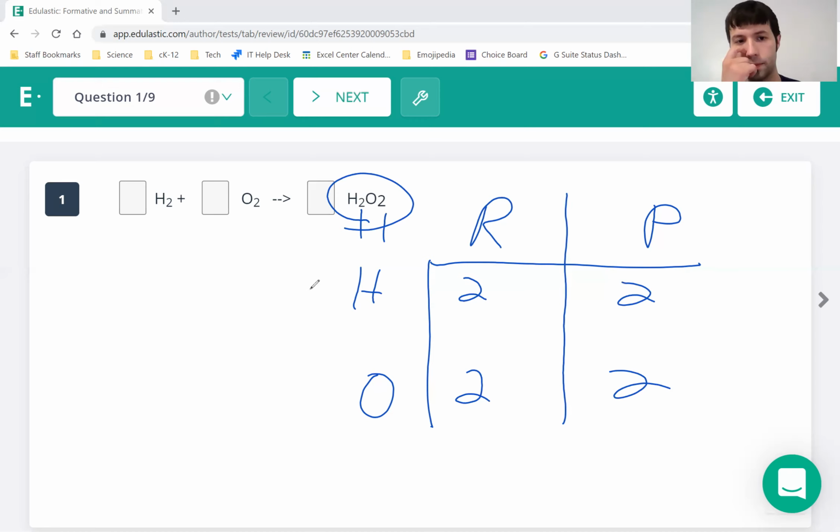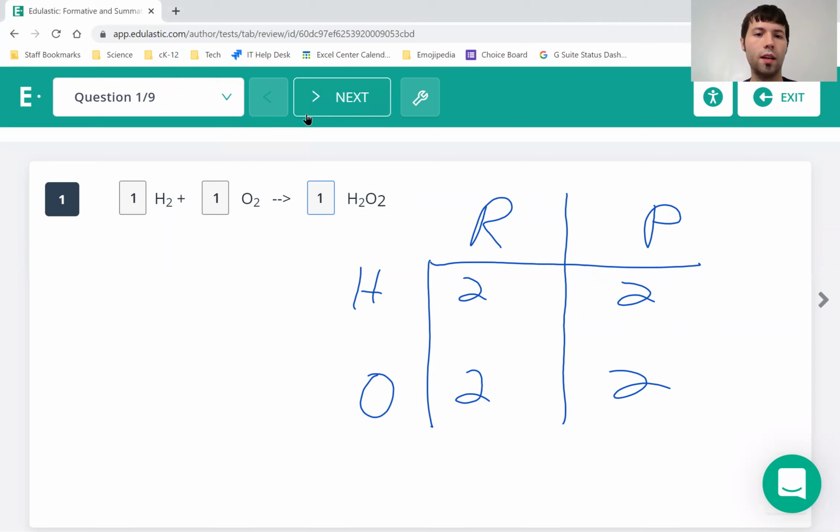Everything's already accounted for. So when you have an equation that is already balanced, there is no need to modify anything. In the next example, I'll show you writing coefficients, but in this case, I'm just going to say I have one. If I have one of each, that's all I need. So one molecule of hydrogen gas plus one molecule of oxygen gas will give me one molecule of hydrogen peroxide. There's no need to change these, what are called coefficients. In the next example, we will see how those coefficients can be changed.